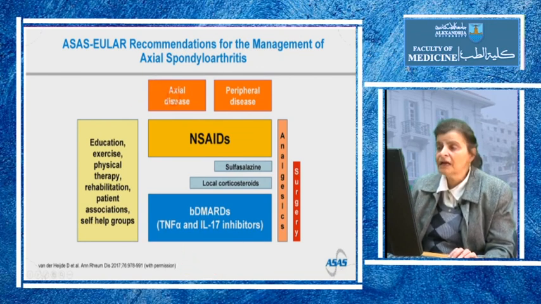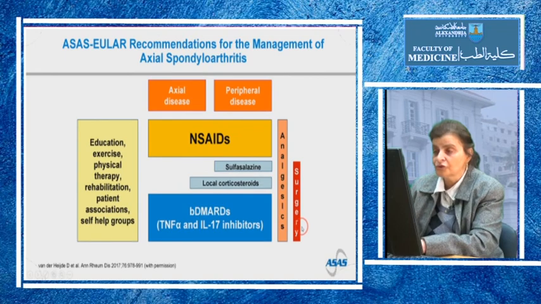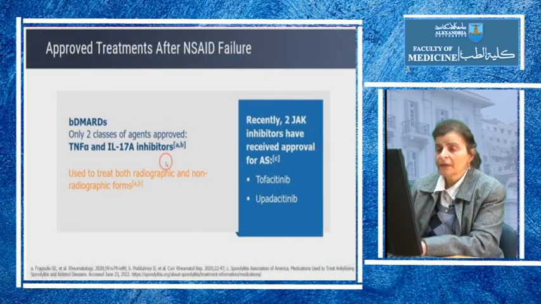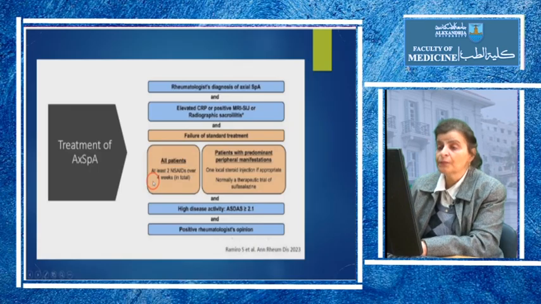In both axial and peripheral disease, we use non-steroidal anti-inflammatory drugs. In peripheral disease, sulfasalazine, methotrexate. We may resort to 1 or 2 injections of local corticosteroids. Biological DMARDs include tumor necrosis factor alpha, interleukin-17s, and the JAK inhibitors. Don't forget the non-pharmacological therapy, and very rarely do we resort to surgery. So these are the 2 approved therapies that we have.